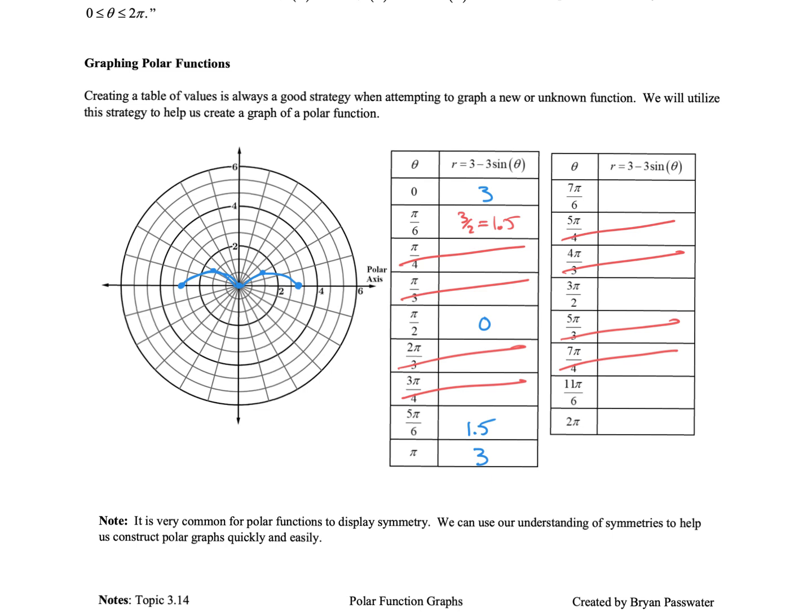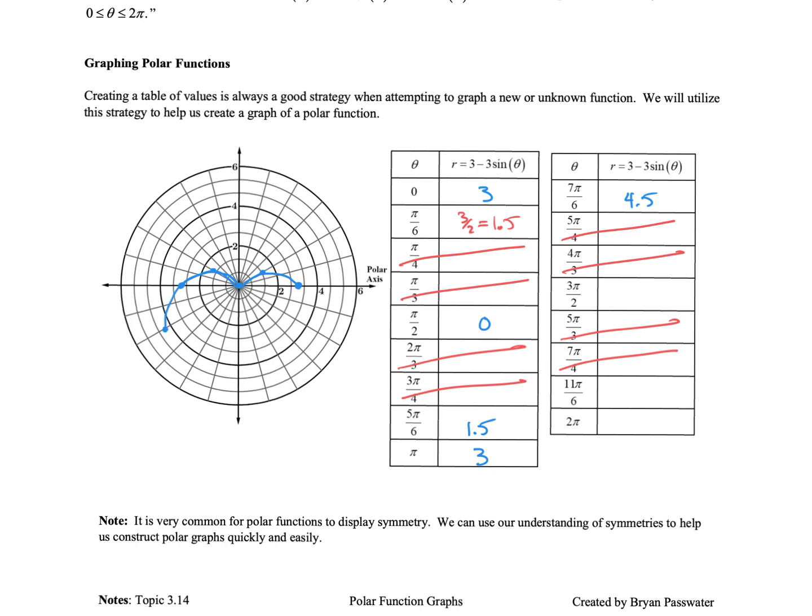All right, so now let's do 7 pi over 6. What's the sine at 7 pi over 6? Negative 1/2. And so now I have negative 3 times negative 1/2, which is what? Positive 3 halves. And so now I have 3 plus 3 halves, which is what? 9 halves, aka I'm going to call it 4.5 for graphing purposes. And so now here's my 7 pi over 6, and now I need to go out to 4.5. And so I'm going out to there.